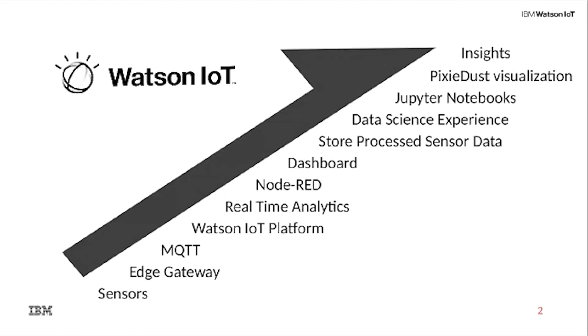We're going to bring the data from our demo here and our edge gateway and our sensors into a Jupyter notebook, and we're going to do some analysis on it. We're going to use an open source project called PixieDust that IBM has created. We're going to use that for visualization, and we're going to find some insights in our data.